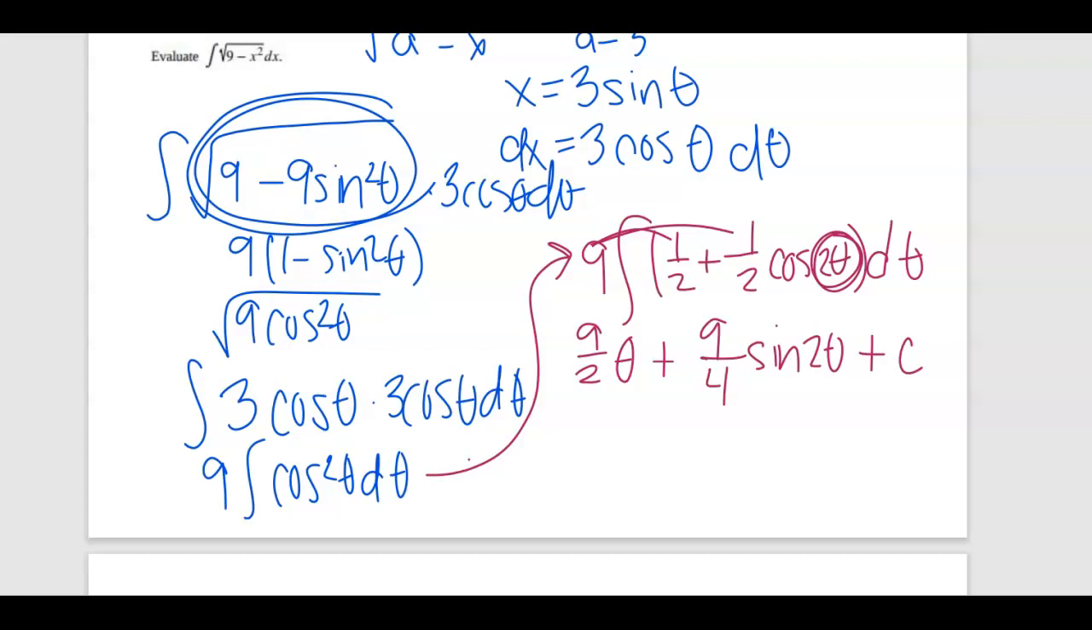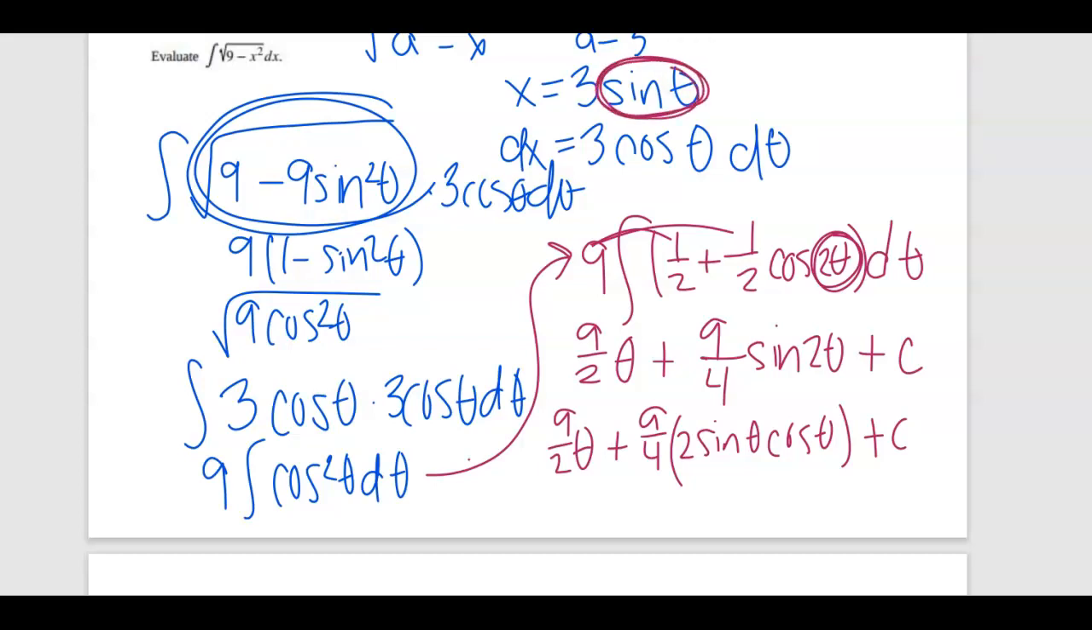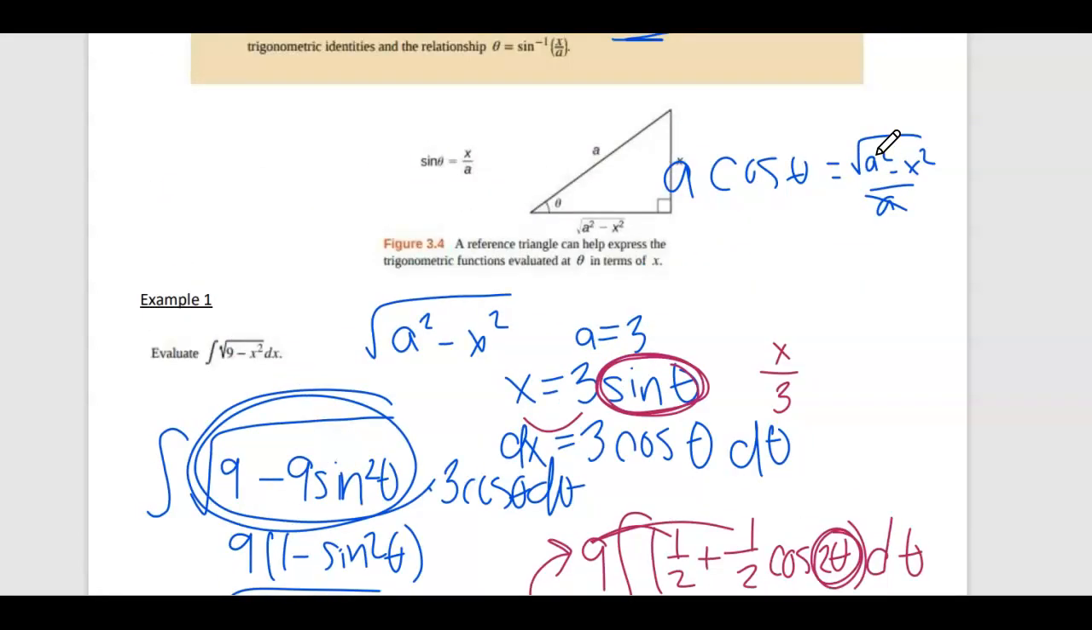Now, sine 2 theta is 2 sine theta cosine theta. So this ends up being 9/2 here, where sine theta is going to be x over 3. Let's see, what's cosine theta if I have this all here?